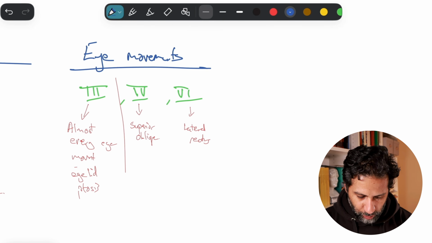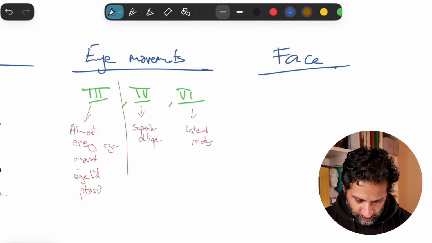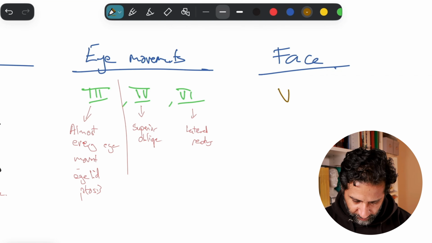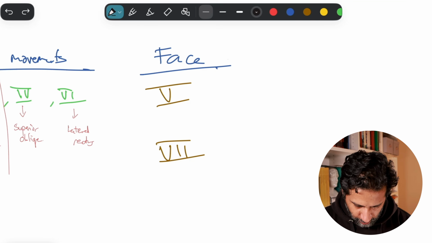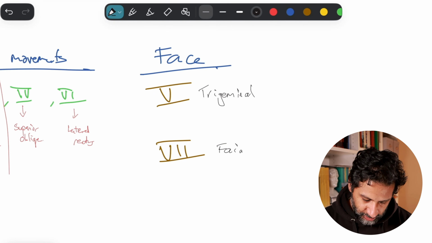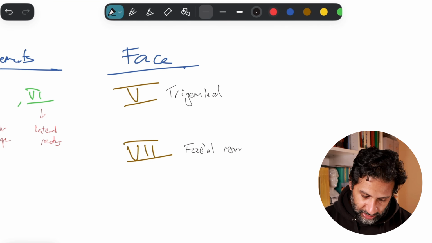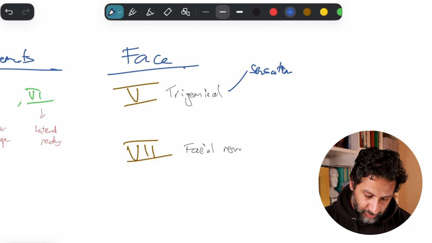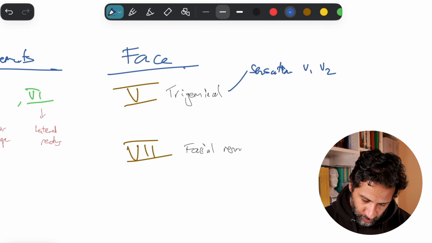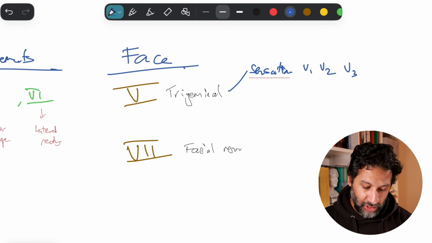Now the next group is to do with your face. And so this is your fifth nerve, and this is your seventh nerve. And so your fifth nerve is your trigeminal nerve, and the seventh nerve is the facial nerve. Easy. So trigeminal nerve does a couple of things, and the main thing that it does is sensation to the face. And so we say that's V1, V2, V3. There's three divisions of the trigeminal nerve.